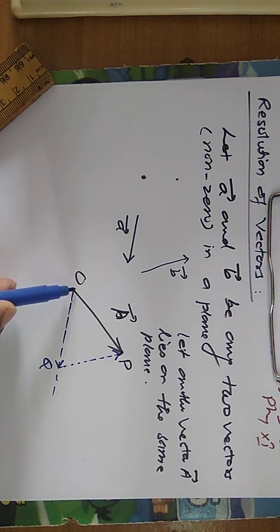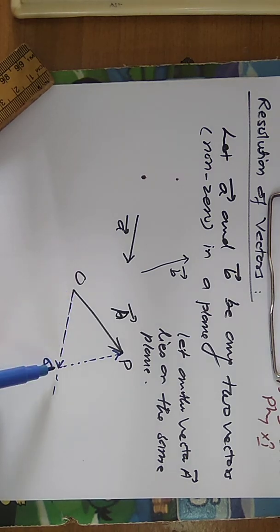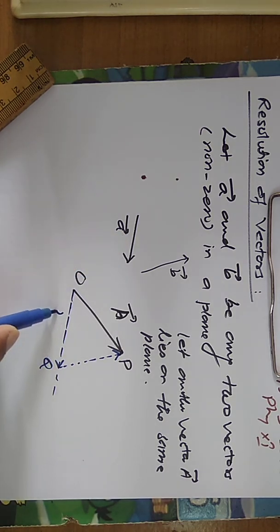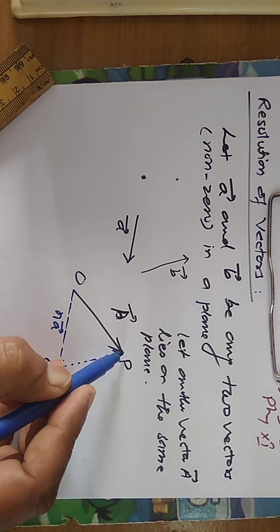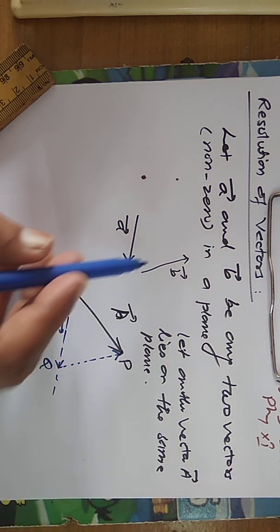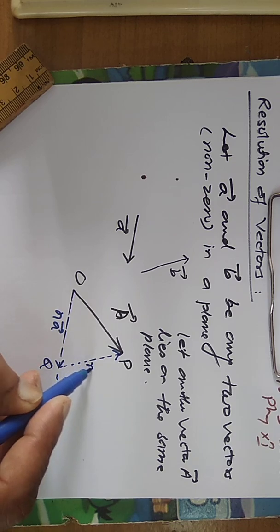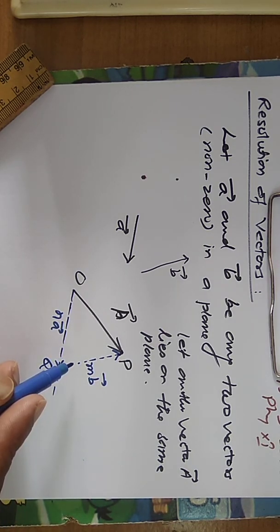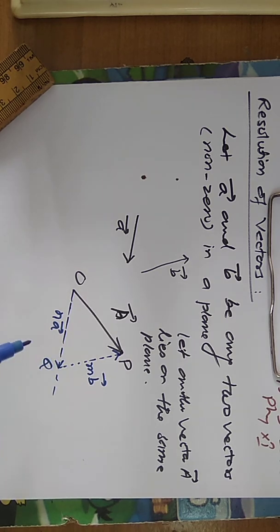See here, this vector OQ is another vector which is parallel to A. Suppose that it is n times A, and this vector QP is parallel to vector B. Suppose it is m times B. n and m may be any real numbers.